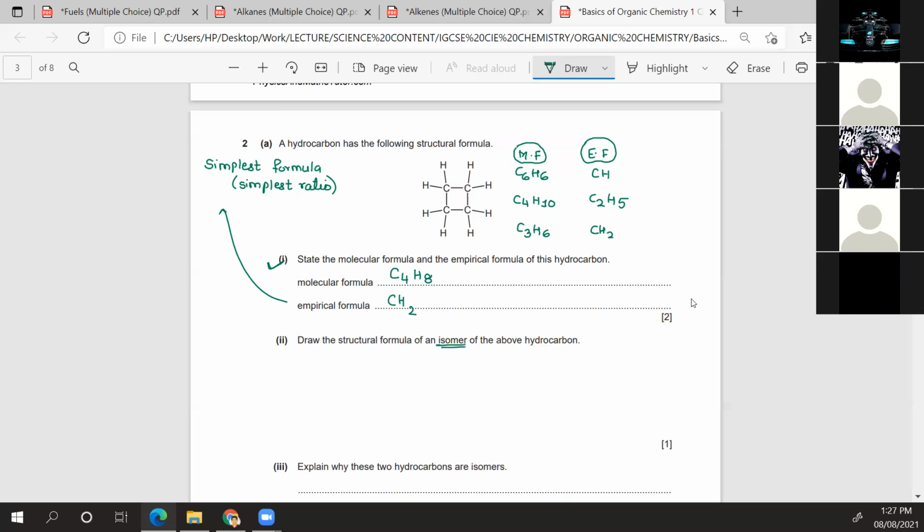Do not get confused that we have never done this cyclo as a hydrocarbon, but what you can do is take the molecular formula C4H8. Now C4H8, where hydrogens are double the number of carbon atoms, is it an alkane or an alkene?